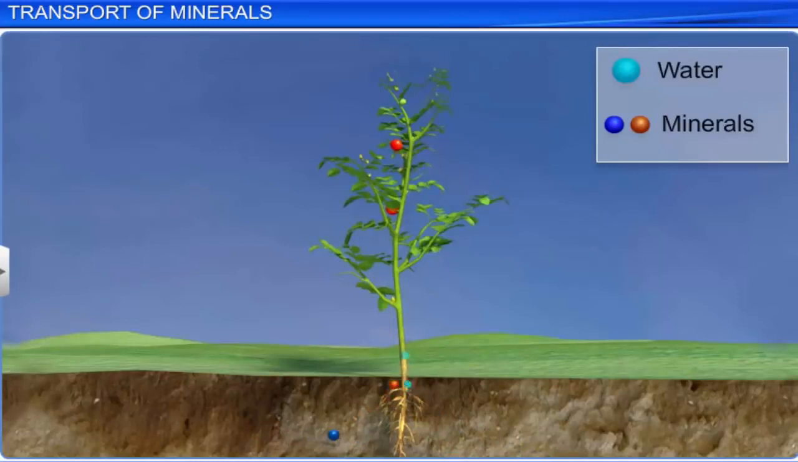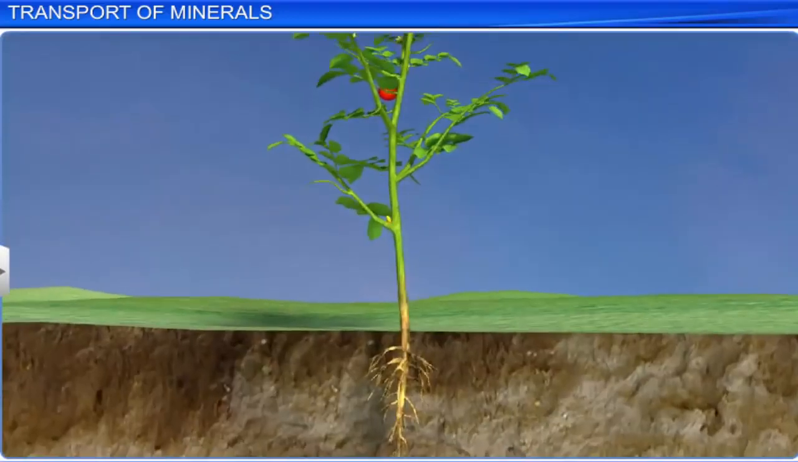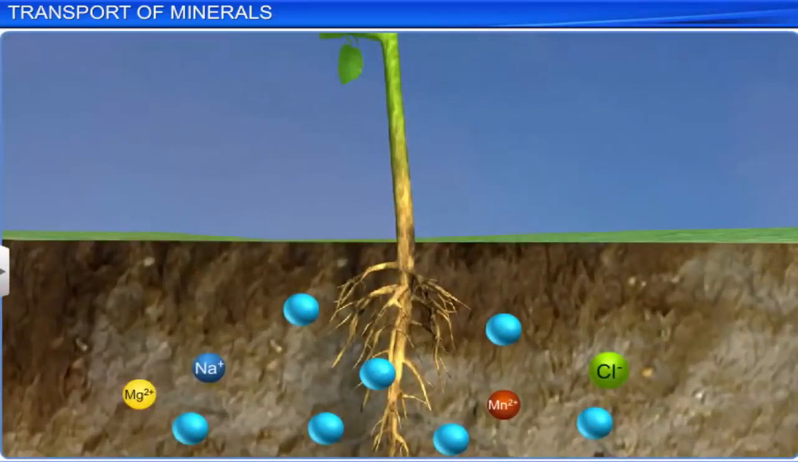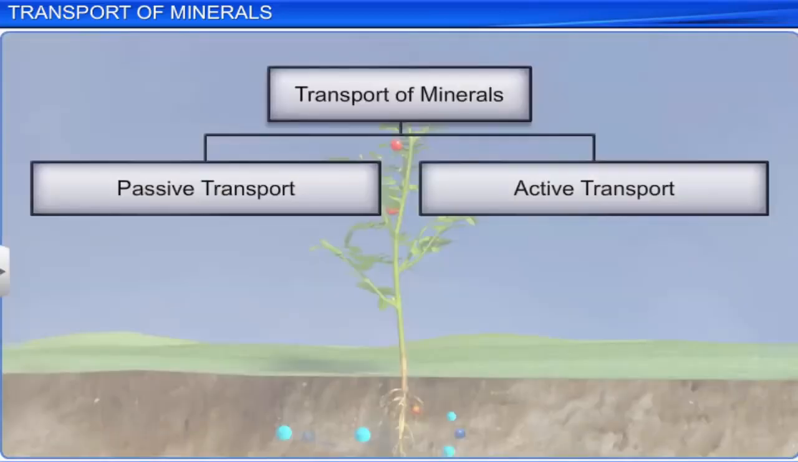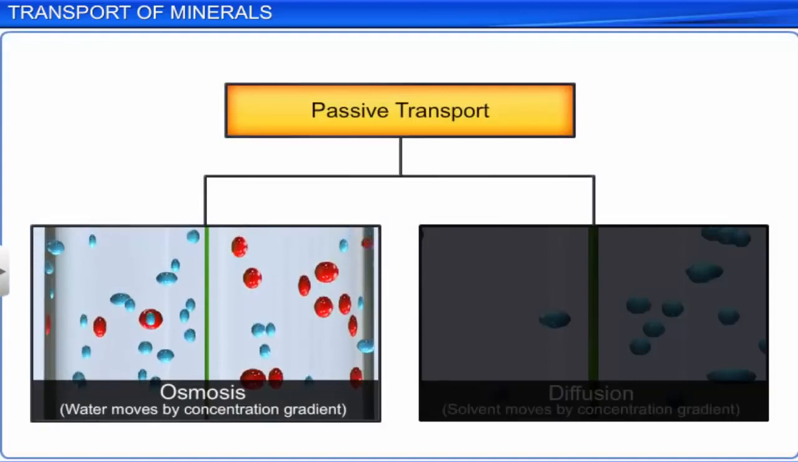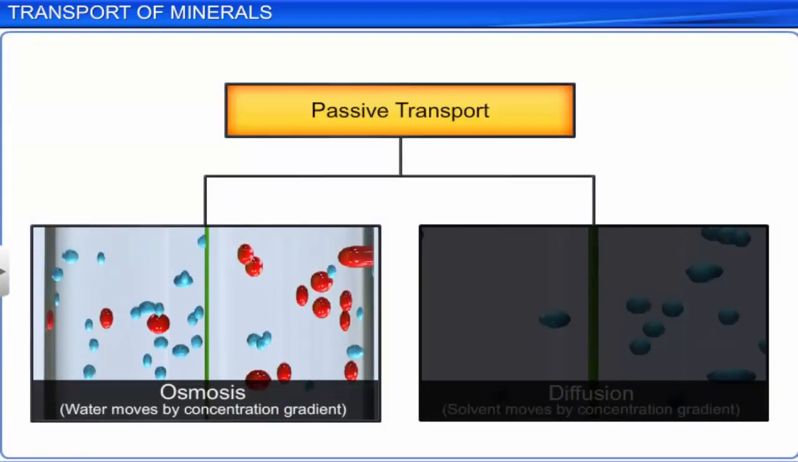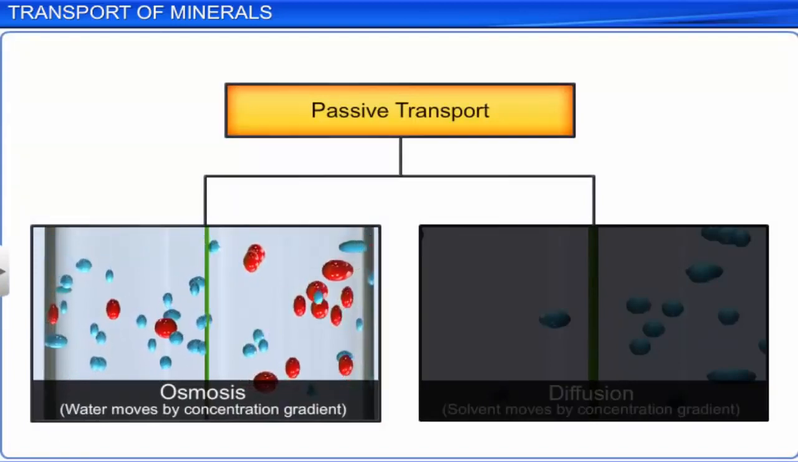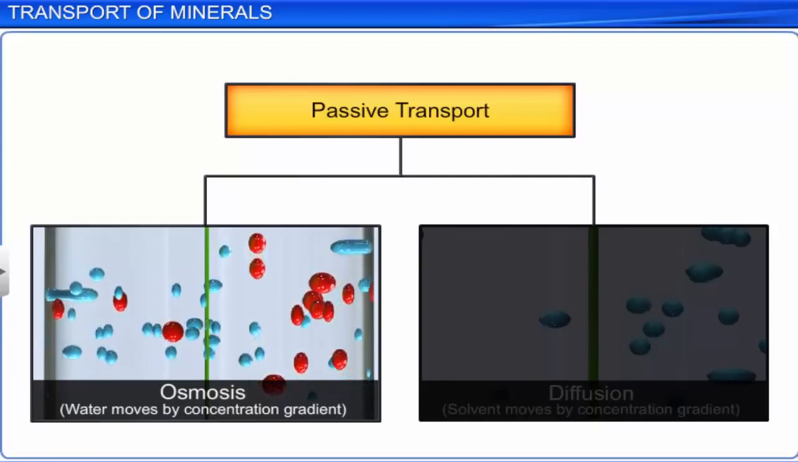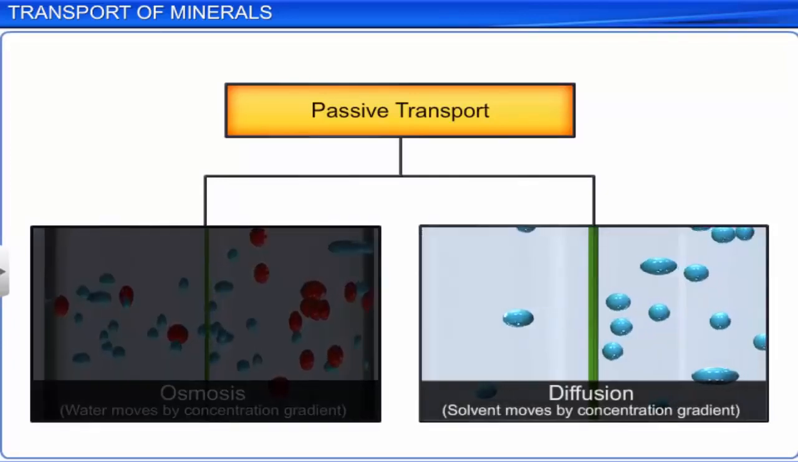Along with water, plants absorb essential nutrients and minerals from the soil. These minerals are present in the soil as charged particles called ions. Absorption of minerals by plant roots occurs through both passive and active transport. In passive transport, the ions do not require energy and just pass through the cell membrane by osmosis or diffusion.